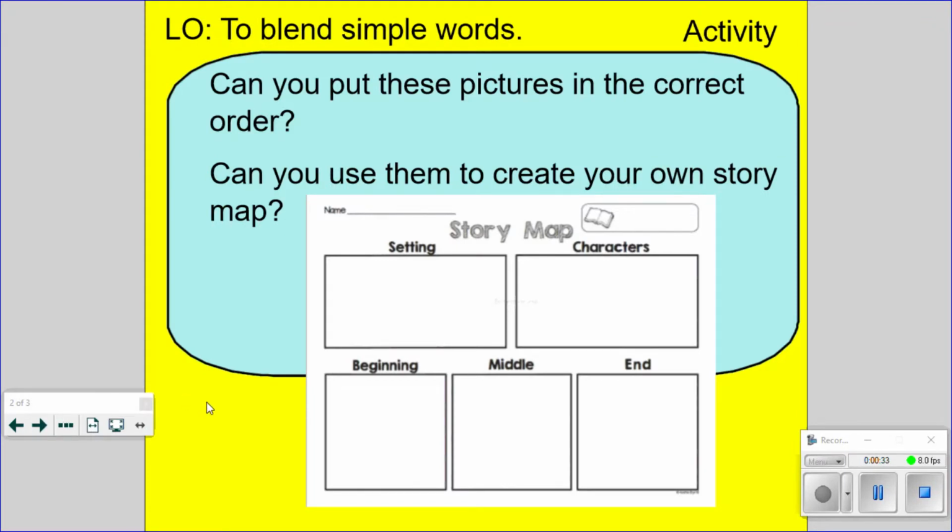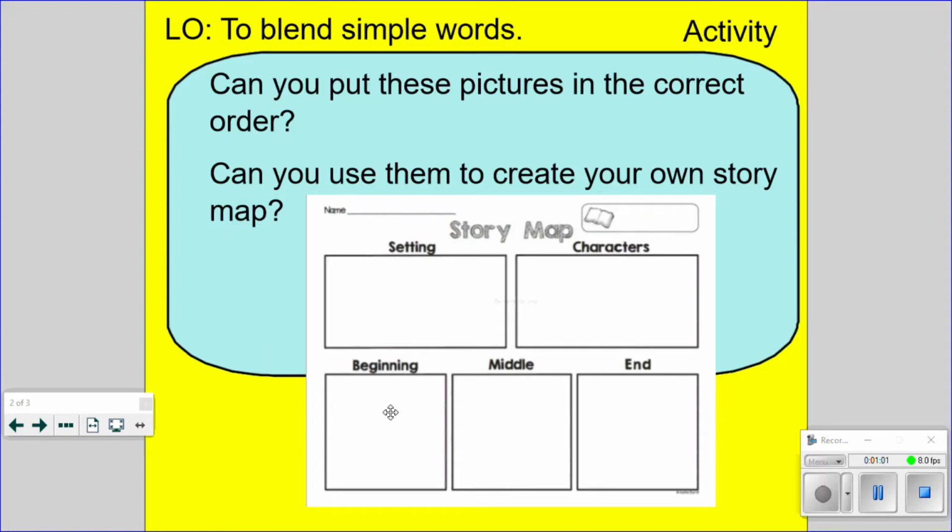And here's your activity for today. I'm going to show you some pictures on the next page. Can you put them in the correct order? Can you use them to create your own story map? Perhaps you could draw a picture of the setting of the story. That means, where does it take place? Could you draw the characters? There's Viv and Kim and Jim, and don't forget the zog.